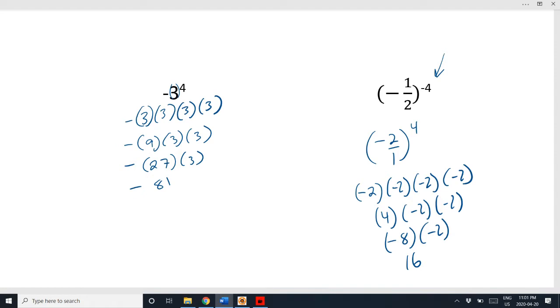Just to note, we're not taking the negative reciprocal, it's just a reciprocal. So because it's negative 1/2, it's just going to stay negative, but 2 over 1. So we flip it there. Don't take the negative reciprocal. So be careful with that.